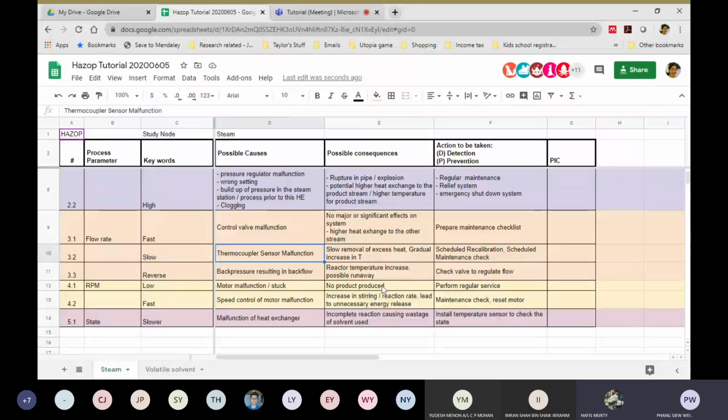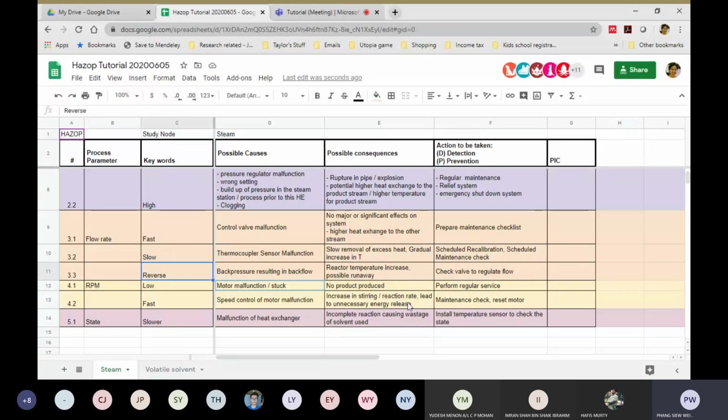Okay, so this one can be slow. I think that is probably the thermocouple sensor malfunction. So there is slower removal of excess heat, which in other words is a slower rate of heat exchange. Therefore, probably causing a gradual increase in temperature. And the same actions apply: scheduled recalibration or scheduled maintenance check. That's a good one.